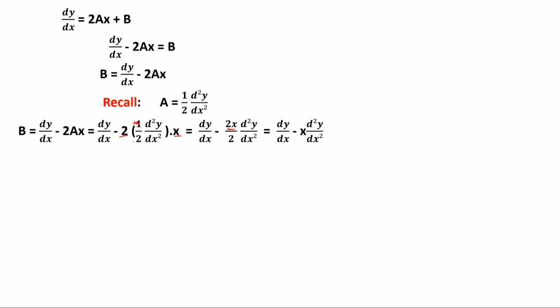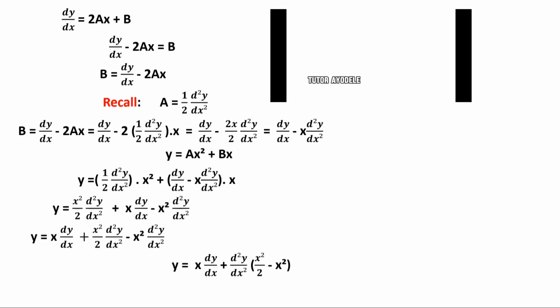Everything all over what? All over this 2. Your d square y, the dx square remains the same, while this dy/dx here is this. Hope we are following. So these 2 here cancel these 2. I'll be left with x. So you can see now that we are left with x here. Okay. So that is dy/dx minus x, d square y over dx square.